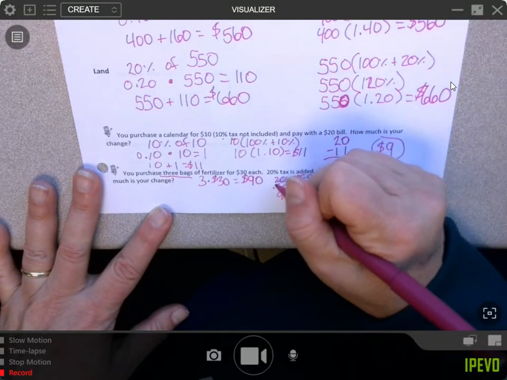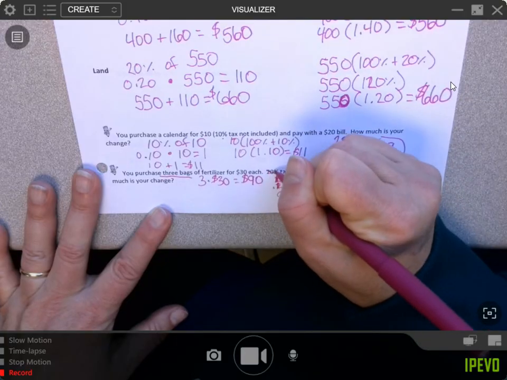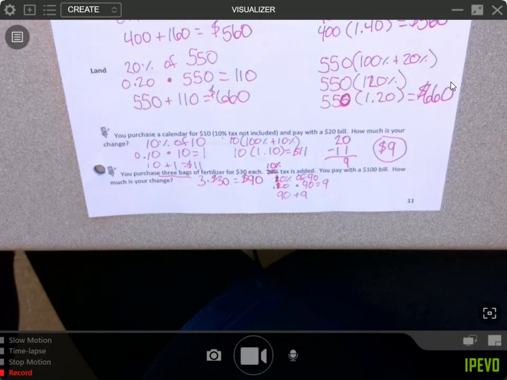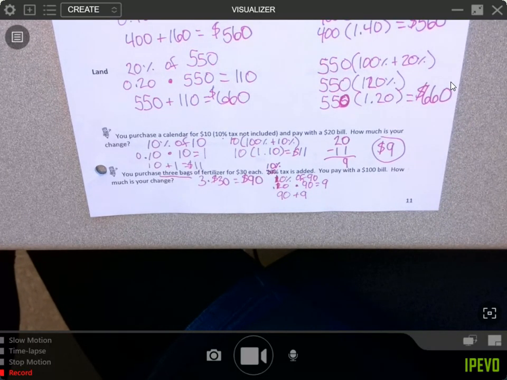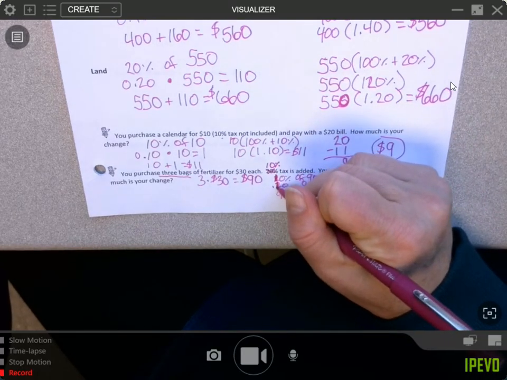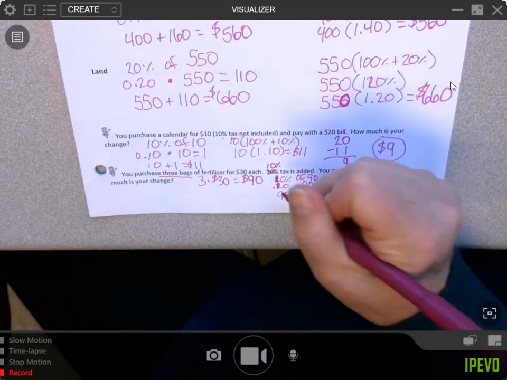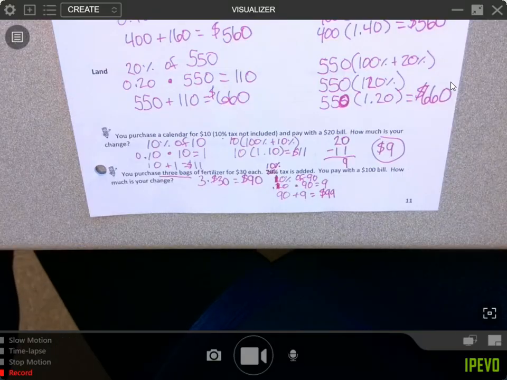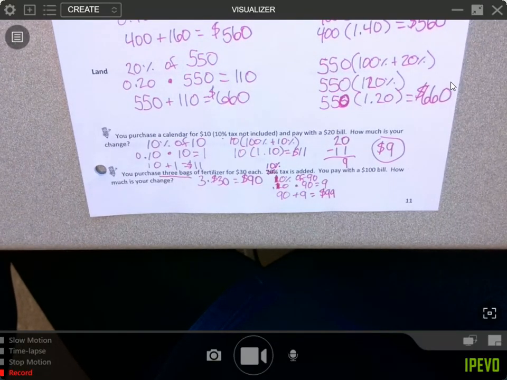Oh, you know what? I changed it. Instead of 20%, we're changing it to 10%. Because if we did 20%, it wouldn't have been 9. If we did 20%, we would not have had enough money. So I changed it. Instead of a 20% tax, it is a 10% tax. So this way, we actually have enough money to pay for it. So we multiplied 10% of 90, and we got the 9. So it's $99. Is that my answer? We're spending $99 on the fertilizer.